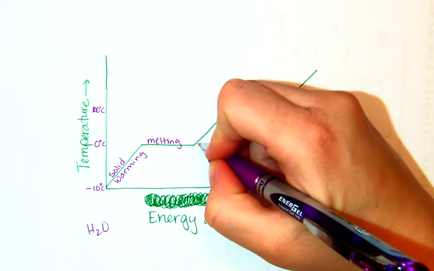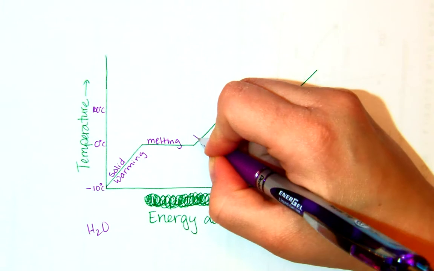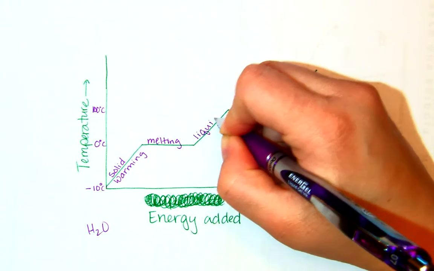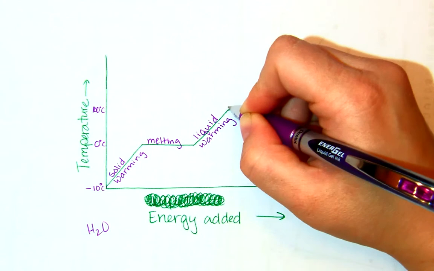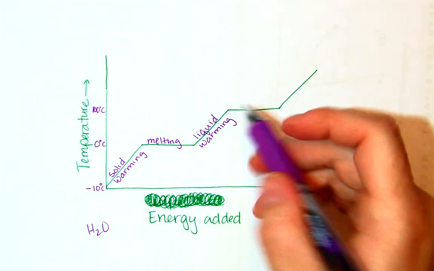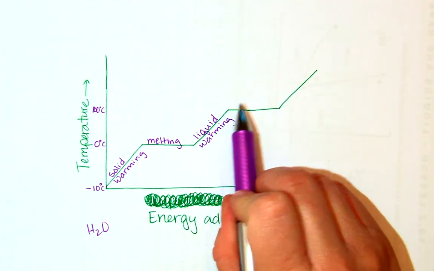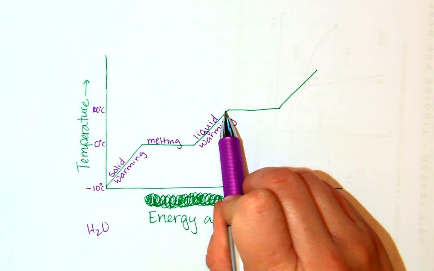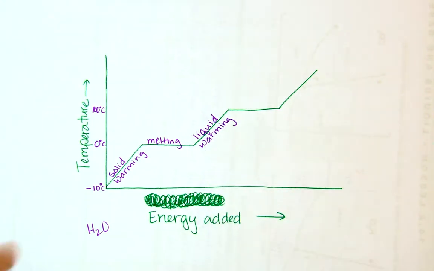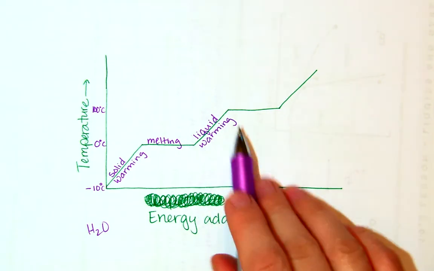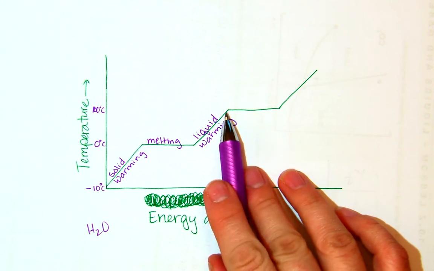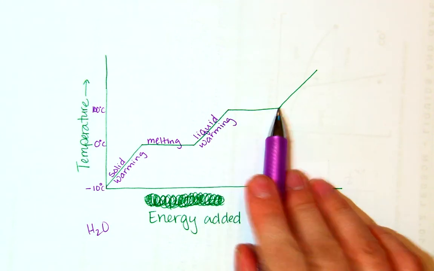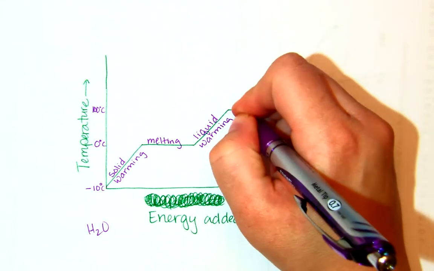Then, when you have a bunch of liquid, you're going to warm up your liquid. So this is liquid warming. Until it hits its boiling point. And for water, that's 100 degrees Celsius. And again, the same thing happens. When you get to this point, you've put enough energy in, the molecules are moving fast enough that they can break the intermolecular forces holding the liquid molecules together. So now you start forming a gas. So this is forming a gas, or vaporizing.